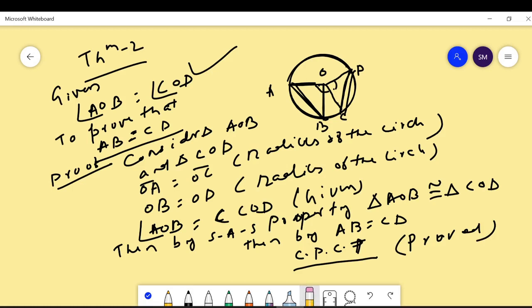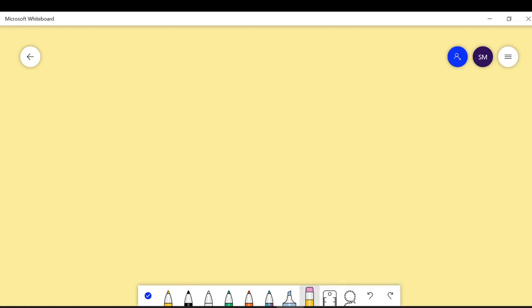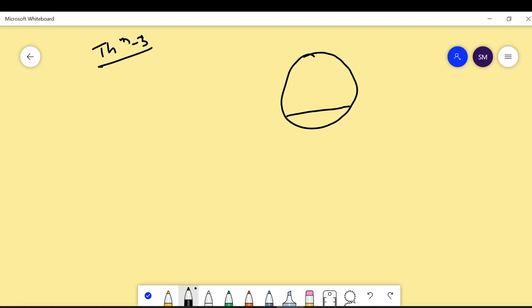Okay. Then next. I have already told you, please students, practice your exercises. Only knowing the theorem is not sufficient for you. Then here, the perpendicular from the center of a circle to a chord bisects the chord. This is theorem 3, after theorem 1 and theorem 2. Suppose this is a circle and AB is a chord.